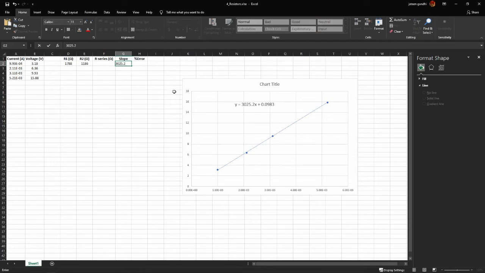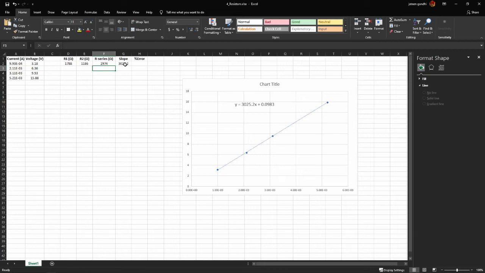Now that pretty much gives us the information that the total resistance, as we saw earlier, is the slope of this line, right? And the total resistance for series is nothing but the sum of these two, correct? So that's what I'm going to do. I'm going to write an equation here. So equals sum, sum of these two. Yeah. So close it and then press enter. So you can see the sum of the two is 2974, and the slope is telling us it's supposed to be 3025, right? So pretty close, these two numbers.